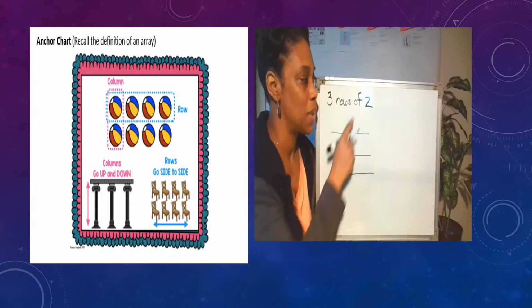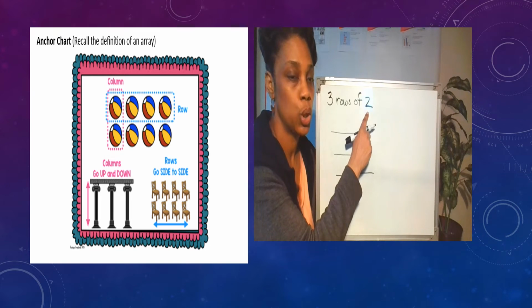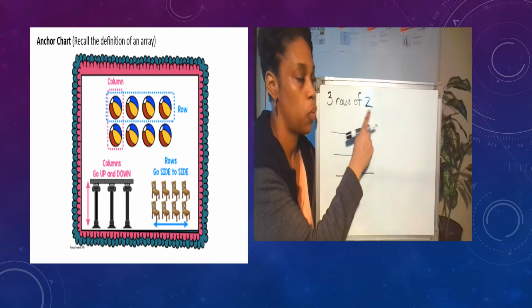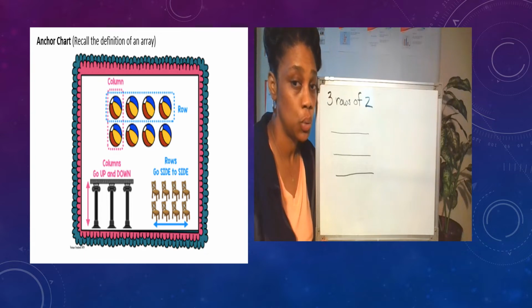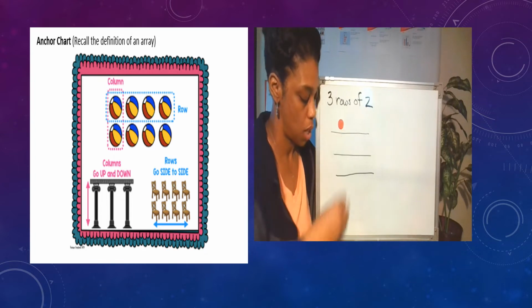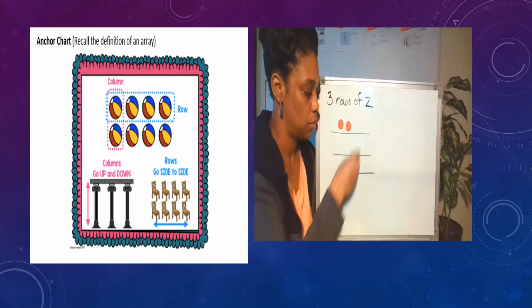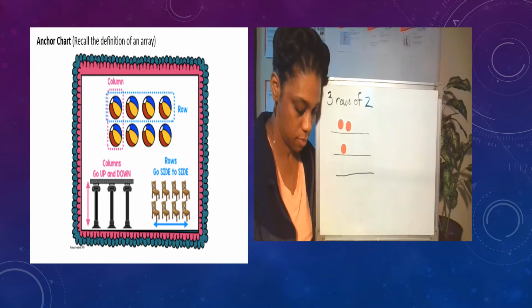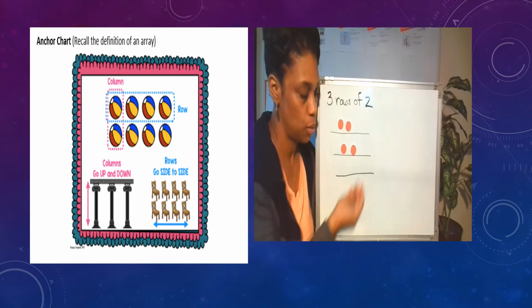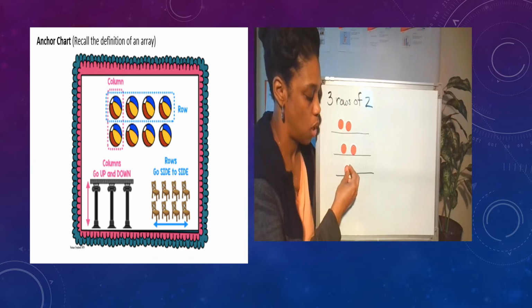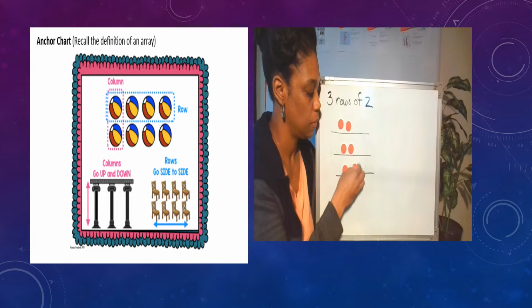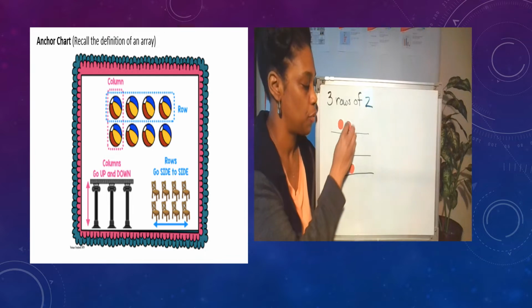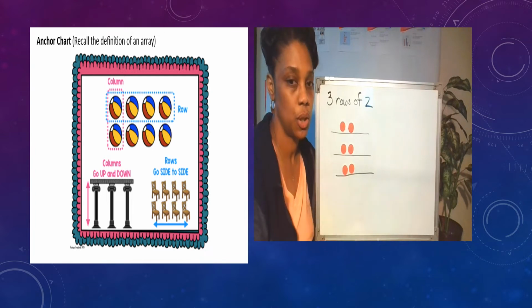Next, it tells me how many will go on each row. 2. 3 rows of what? 2. I'm going to put 2 chips on each row. 1, 2. 1, 2. 1, 2. So I have 3 rows of 2.